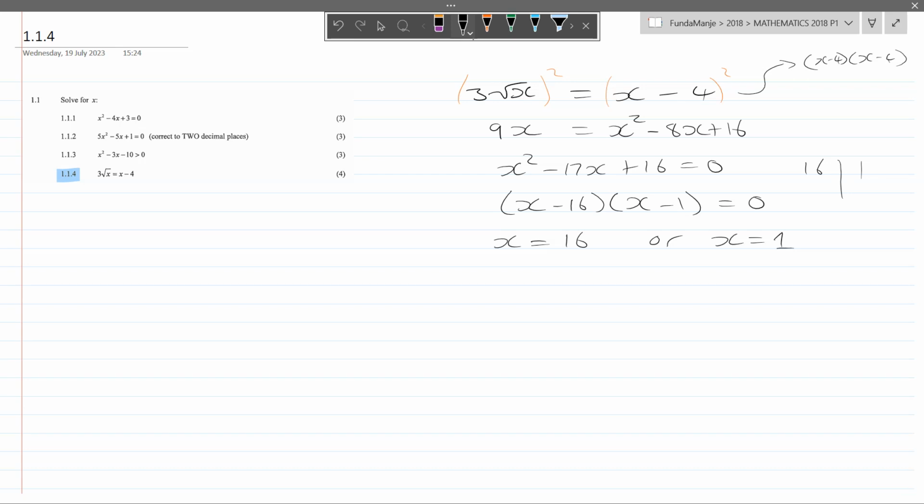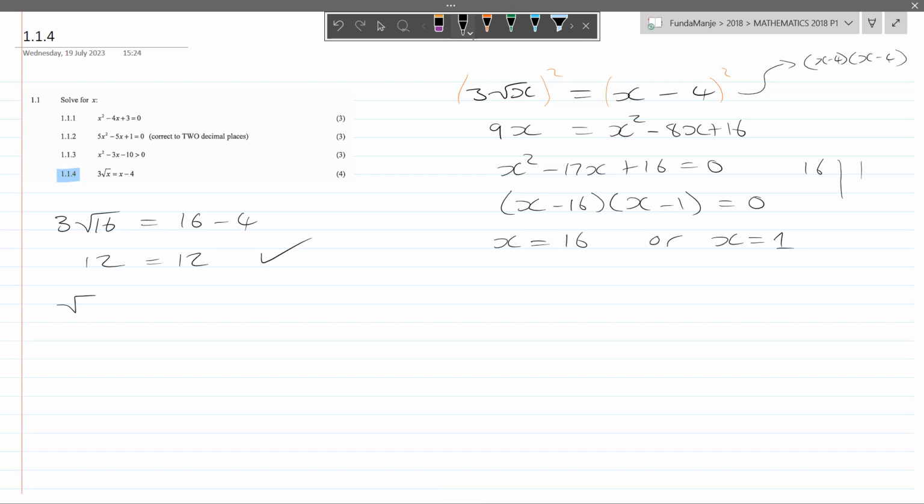Now remember what I said, we now have to test which of these answers actually is the answer. So testing 16 first, we have 3 root 16 is equal to 16 minus 4. By substituting x with our value, let's see if this equation holds. Now 3 times the square root of 16, which is 4, and 16 minus 4 is 12. 3 times 4 is also 12. So this is true. This is fine.